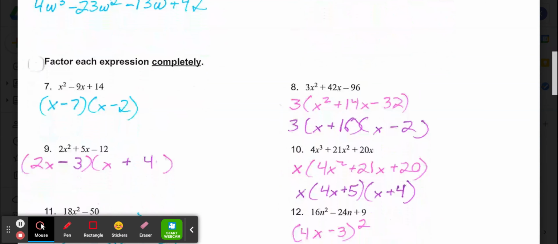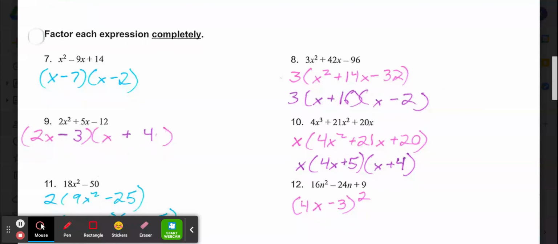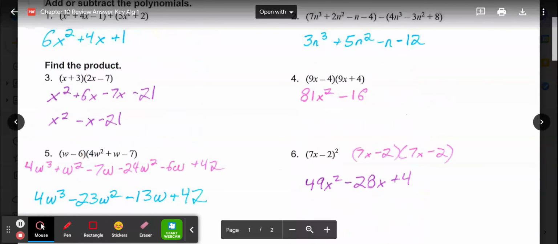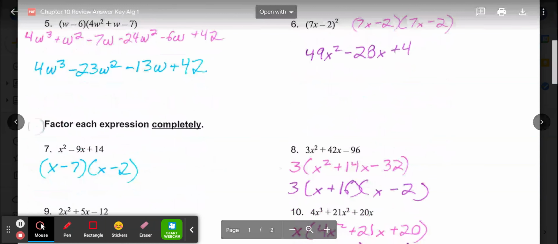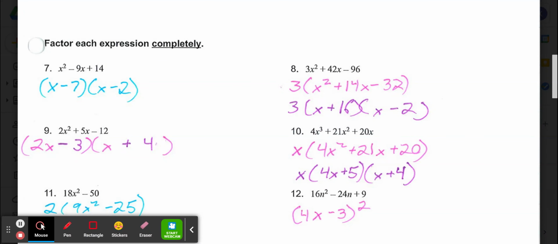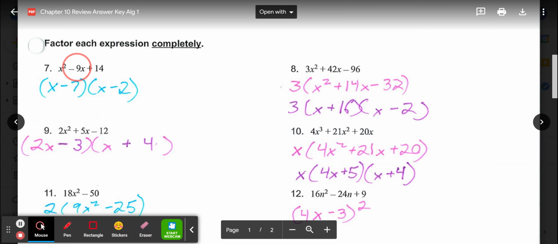Now we go down to the next section, which has to deal with factoring each expression completely. So here we were finding the product. Now we're taking the product and factoring it back into different parts. So right away with 7, we have x squared minus 9x plus 14.